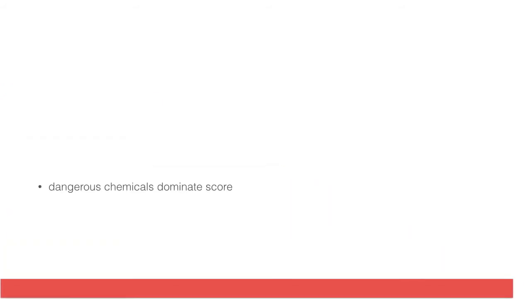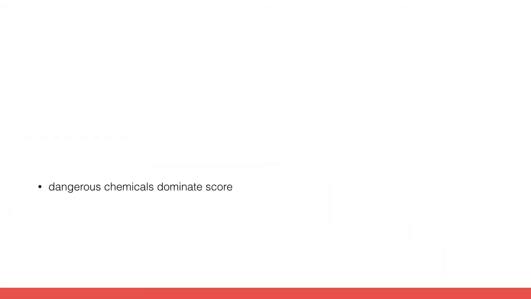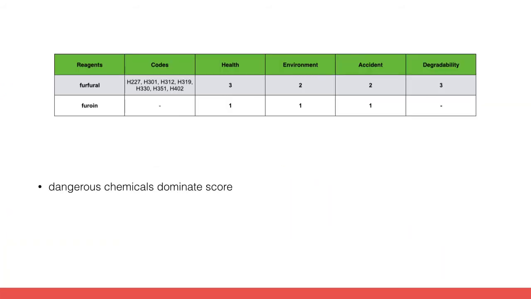And so now I want to point out some of the limitations of this. The first has to do with the fact that dangerous chemicals dominate the score. The way it's set up is that, you remember, hazard scores are translated into principle scores and then into the GSAI. So high hazard scores mean a low principle score and a low GSAI.